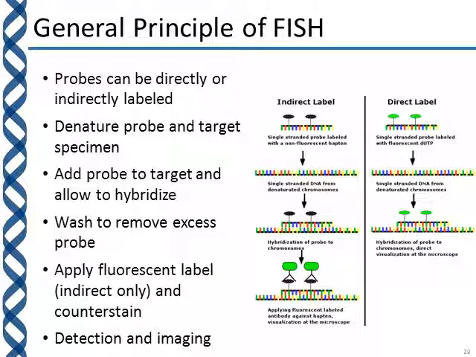The second method is the direct labeling. Again, you have the single-stranded probe labeled with fluorescent deoxy-UTP. This is then hybridized to single-stranded DNA from denatured chromosomes. The hybridization of the probe to the chromosomes allows the direct visualization using a fluorescent microscope.